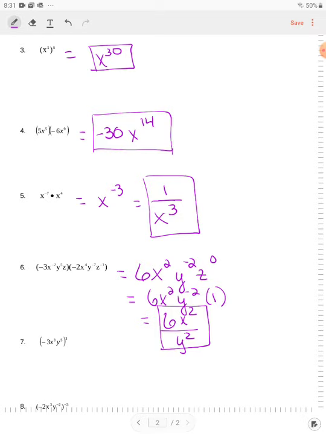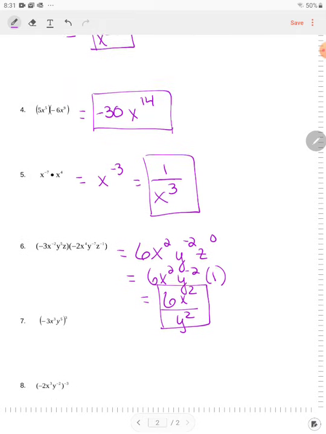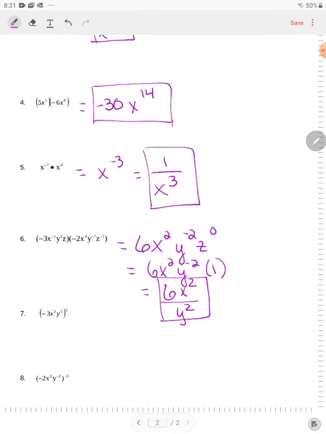Okay, number 7, we probably need to move this up just a little bit so we can see number 8 here. Okay, so we're going to take each term to the 3rd power. So it's negative 3 to the 3rd, x to the 3rd to the 3rd, y to the 5th to the 3rd. So that's negative 27, multiply, 3 times 3 is 9, x to the 9, y to the 15. And notice none of the exponents are negative, so we're done.